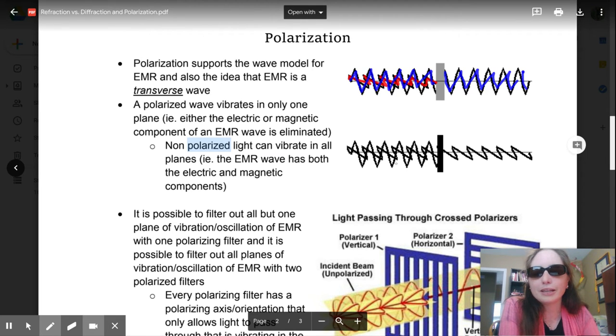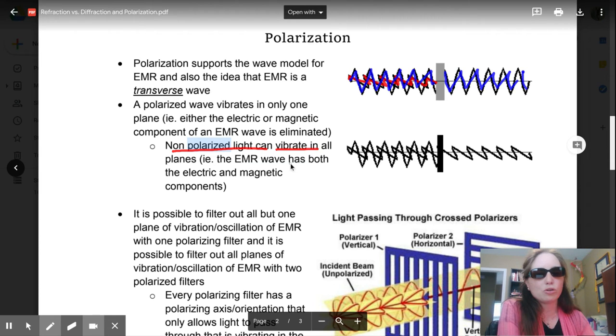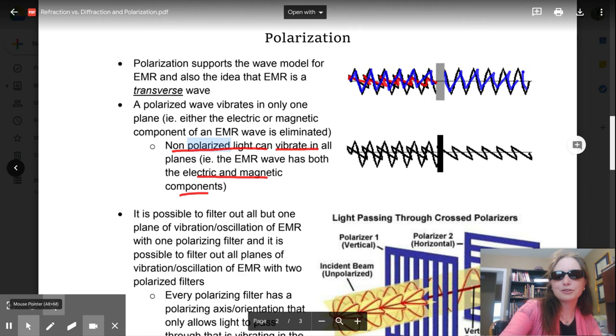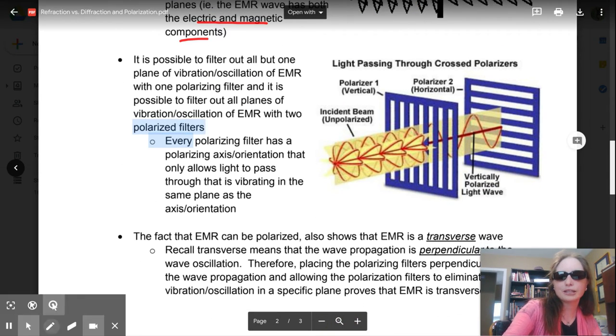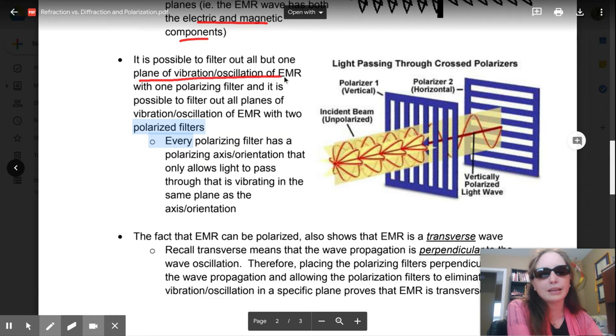All right. So, ladies and gentlemen, with your non-polarized light, it can vibrate on all sorts of planes, up and down, back and forth, because remember, it has both your magnetic and electric components, and as we've already talked about, we'll just get these notes highlighted for you. It is possible to filter out all but one plane of the oscillation of your EMR. Now in class, what we would have done is we would have definitely played with two different polarizing filters and canceled a laser beam to nothing. It's super fun to do.